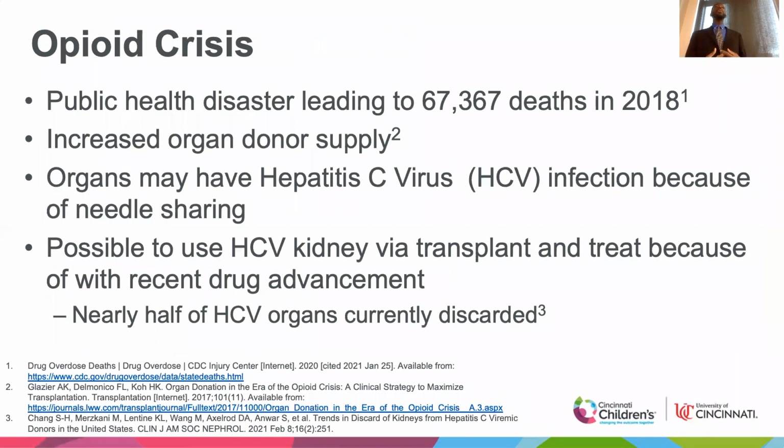So then how can we possibly get them donated kidneys? Well, we can leverage the unfortunateness of a tragedy to possibly ameliorate this issue, and that's with the opioid crisis, where before the coronavirus pandemic, it was one of the largest public health disasters, leading up to over 60,000 deaths in 2018. However, as a silver lining to that issue, we had an increase in organ donor supplies, where some of these organs were just as good in quality as their non-user counterparts.